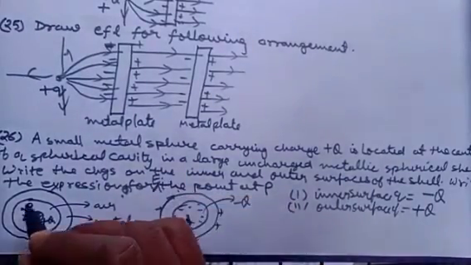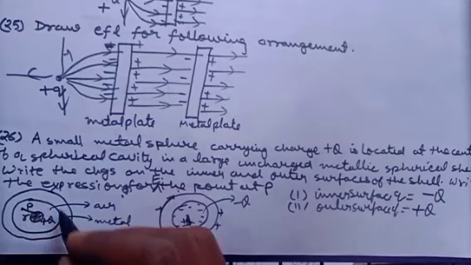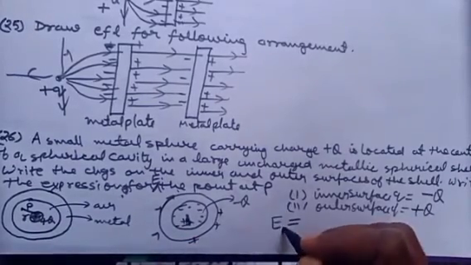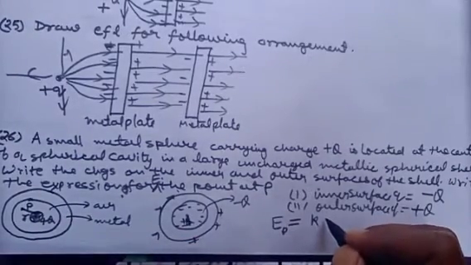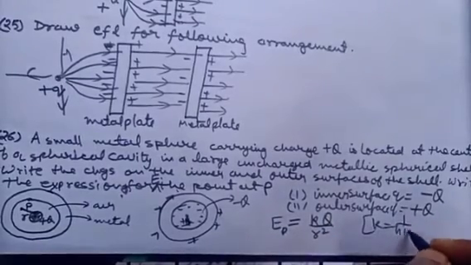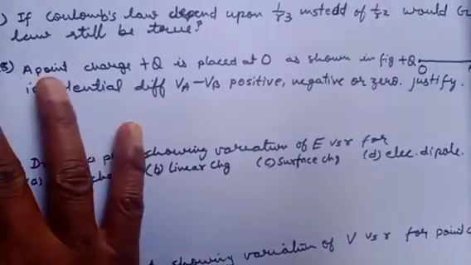Electric field at point P. Remember, the electric field intensity at P will be due to this charge only. So E at P is equal to KQ upon R square, where K is 1 upon 4 pi epsilon naught. That's all.